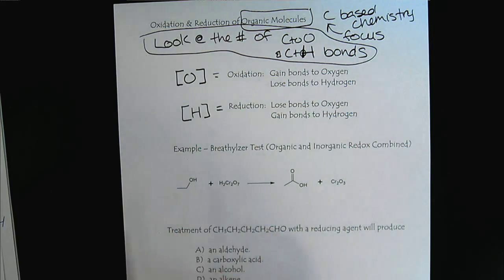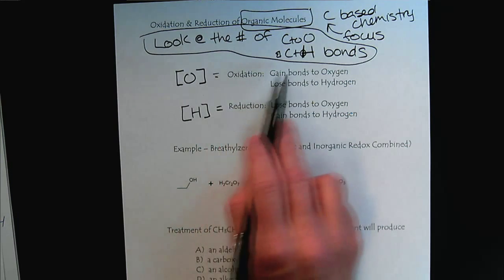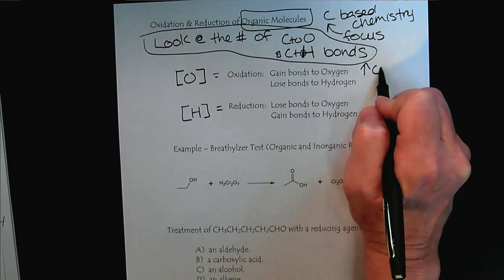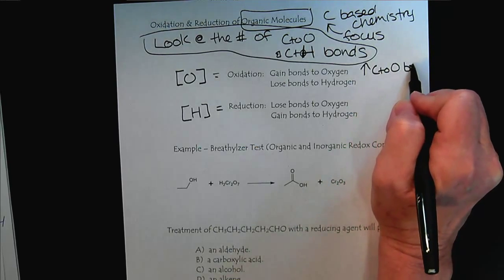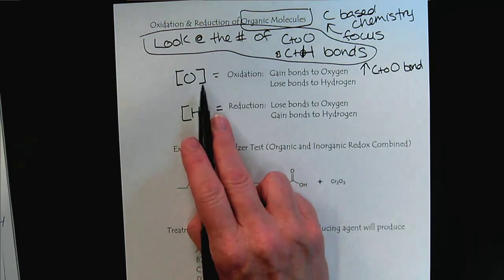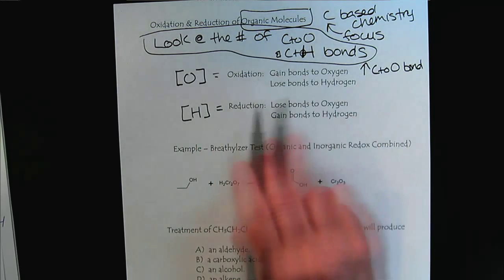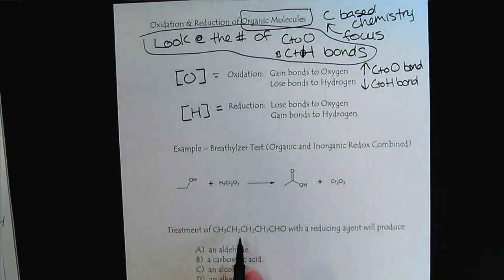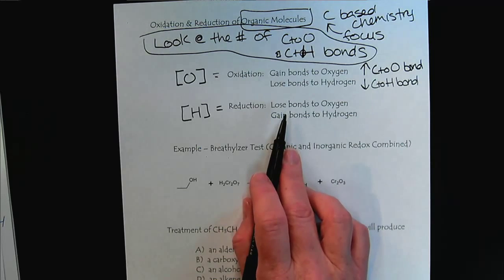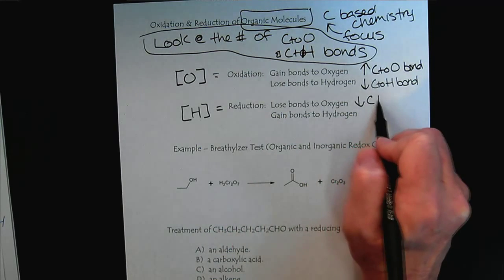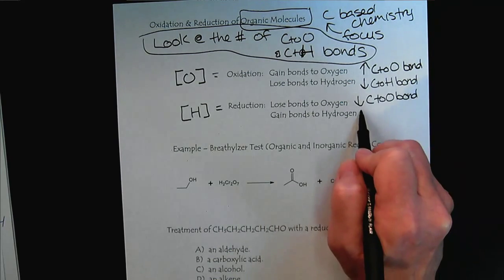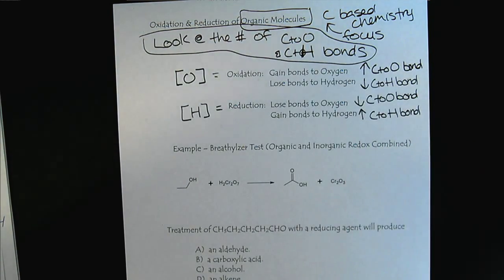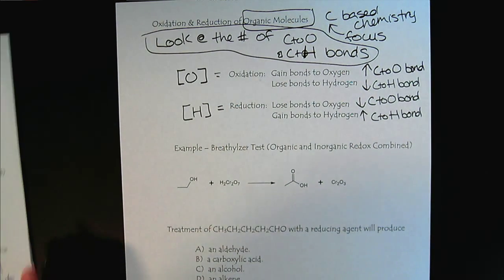This is hydrogen. Oxidation is when we have a gain of carbon bonds to oxygen, so we'll have an increase in the C to O bonds. Vice versa, if we think of oxygen as oxidation, so increasing that, it could also be the loss of carbon to hydrogen bonds. So we think about it two different ways. Then reduction will be the reverse. We'll have a decrease in the number of carbon to oxygen bonds, or an increase in the carbon to hydrogen bonds. So you just want to start thinking about oxygen and hydrogen as opposites of each other.